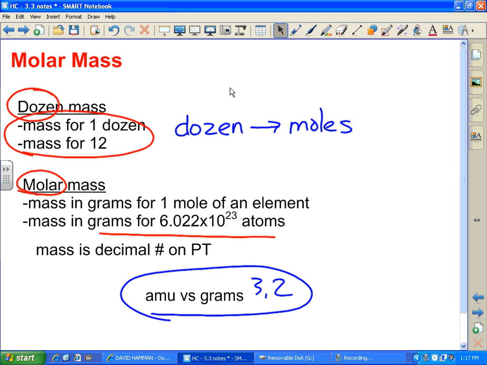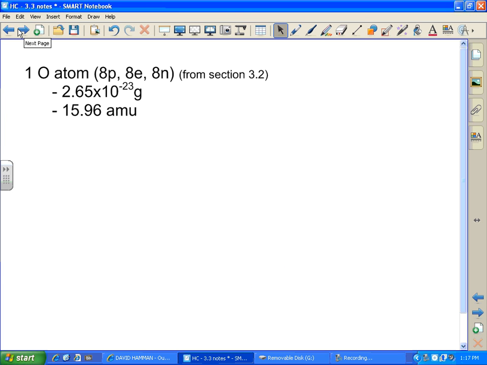So wait a second, this number on the periodic table sounds like it represents several different things at the same time, which is correct. So let's go back to what we did in section 2. In section 2, we were able to take an atom, for example, oxygen, that has 8 protons, 8 electrons, and 8 neutrons. And from that chart in section 2, we were able to figure out its mass, looking up all those numbers of the mass for 1 proton, 1 neutron, 1 electron, and so on. From that, we were able to get a kilogram number, convert it to grams, or take kilograms and go to AMUs.